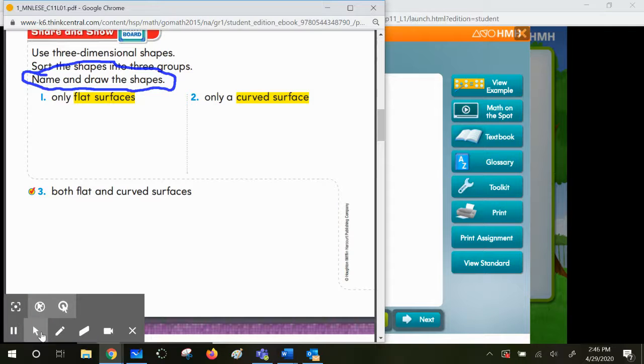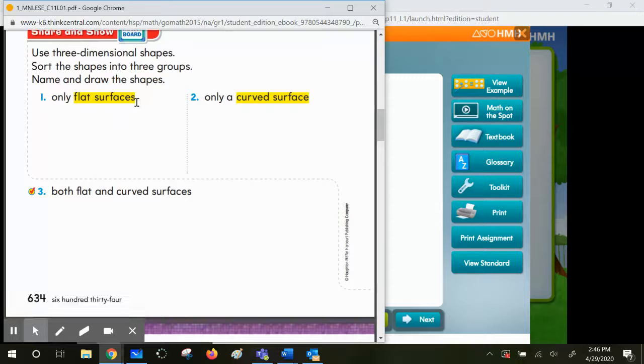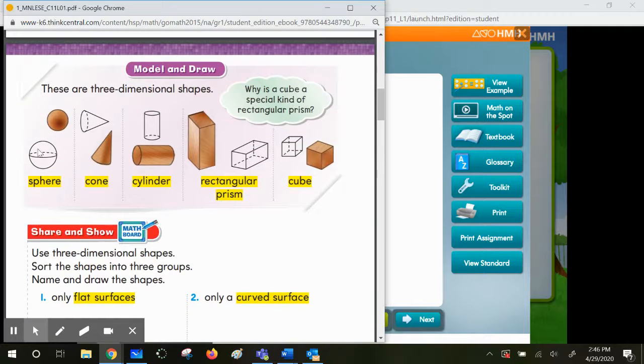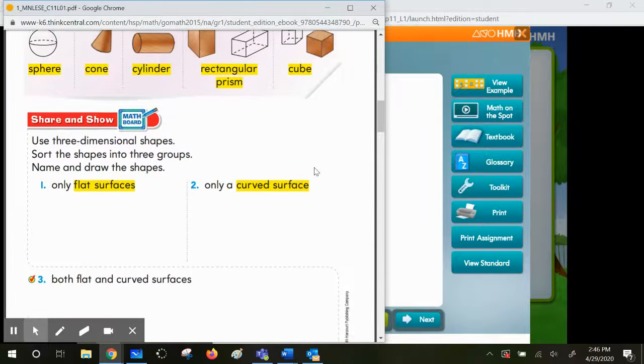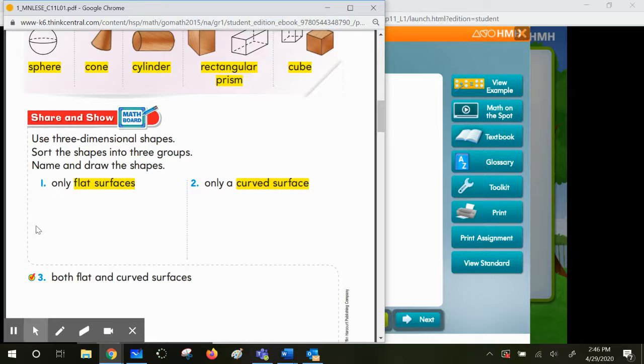In number 1, it says only flat surfaces. So when it says only flat surfaces, we look back up here and say, okay, nope, that's got a curve. Oh, that has a flat surface. Oh, wait, but it has curved. This has a flat surface. Oh, wait, it has curved. This is flat and this is flat. I would draw them the best I could and then write the name.